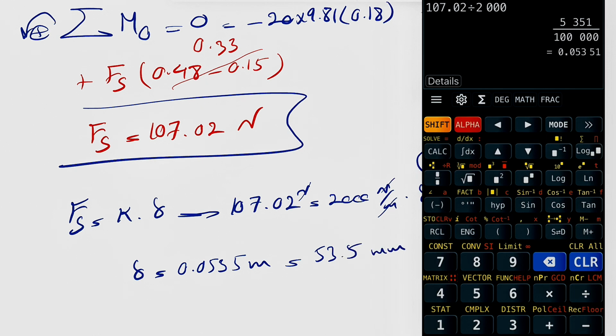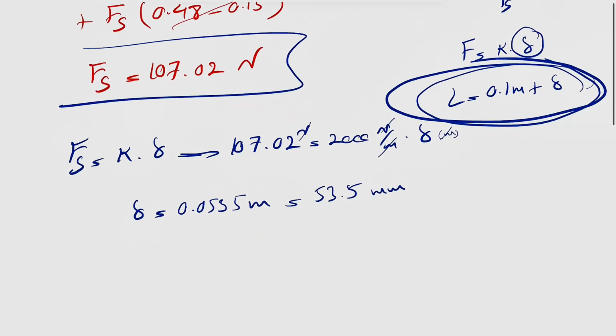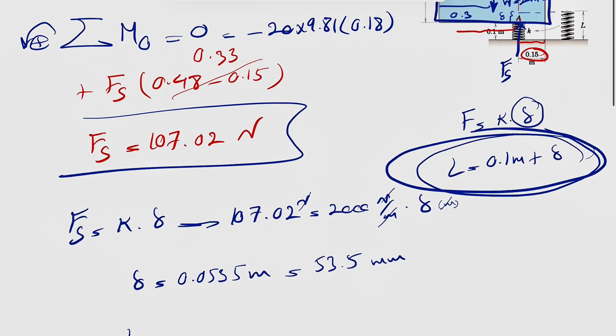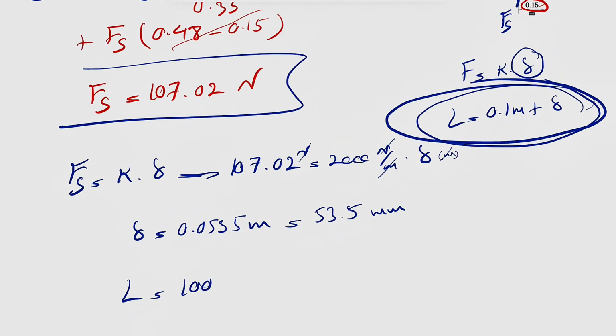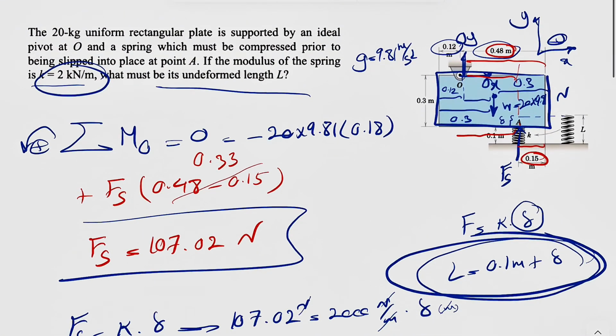And our displacement would be, as I said, the length L that we are looking for is 1.1 meter, which is going to be 100 millimeter plus 53.5, or we're going to get 153.5 millimeter as the undeformed length of the spring. And yeah, that's pretty much everything for this question.